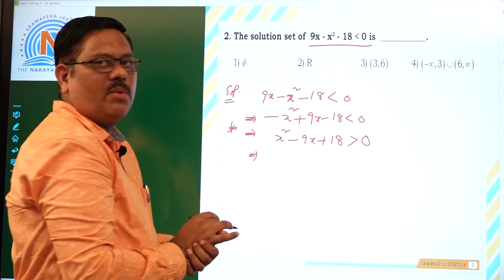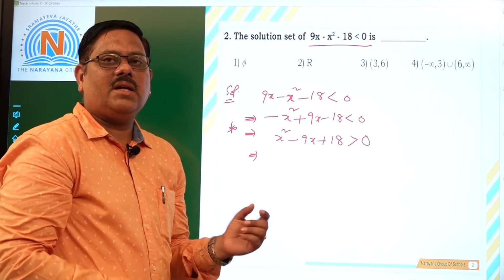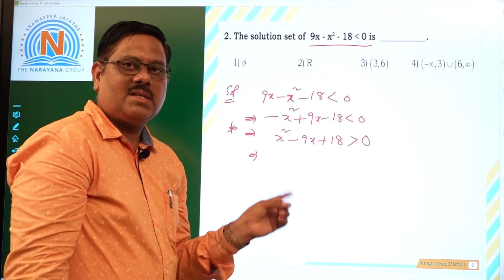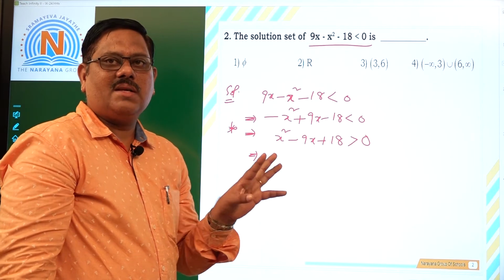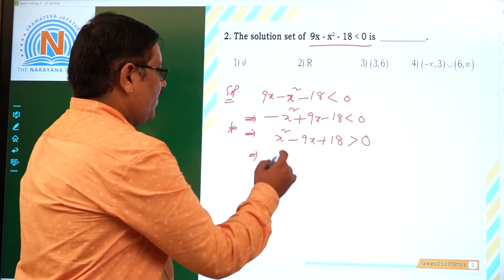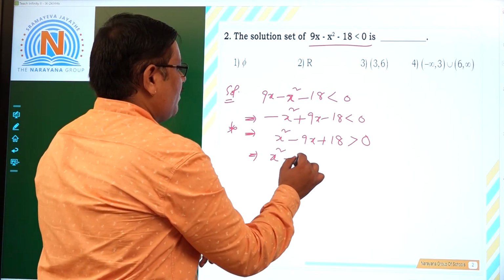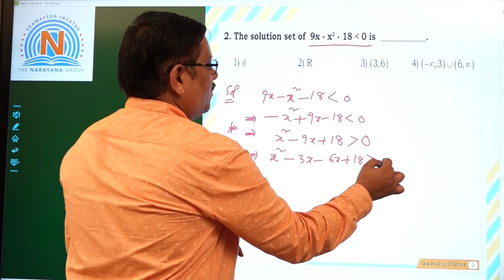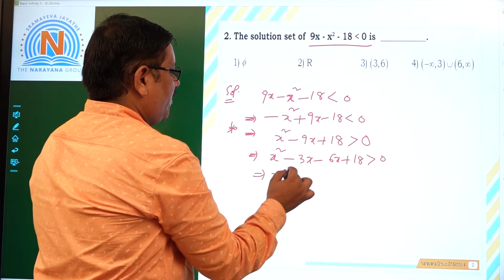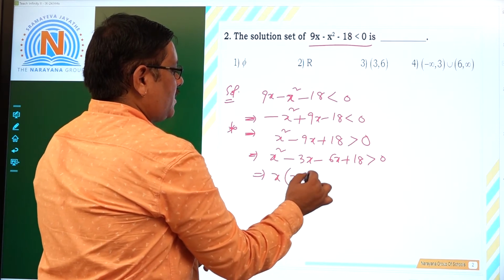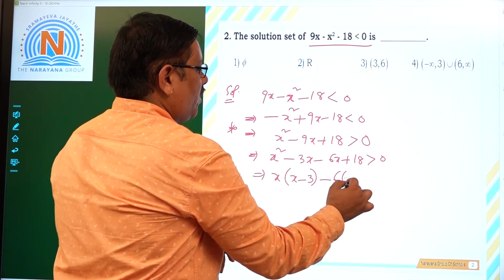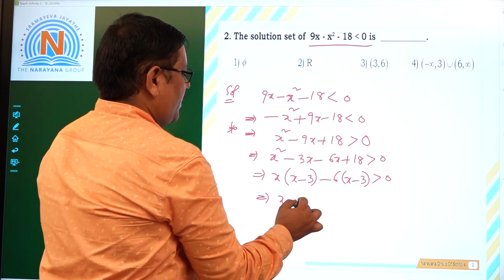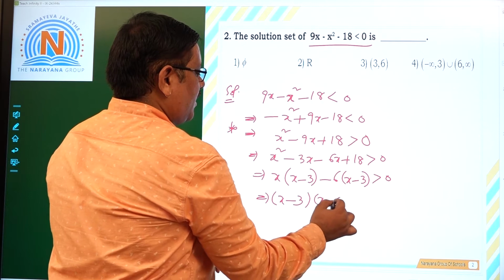That implies, let us factorize this expression now. Sum is minus 9, product is 18. So which will satisfy that? Minus 3 and minus 6. Sum of minus 3 and minus 6 is minus 9. Product of minus 3 and minus 6 is plus 18. So we can write it as x square minus 3x minus 6x plus 18 greater than 0. That is otherwise, if you take x common, you are going to have here x minus 3. If you take minus 6 common, you are going to have here x minus 3 greater than 0. That implies x minus 3 times x minus 6 greater than 0.